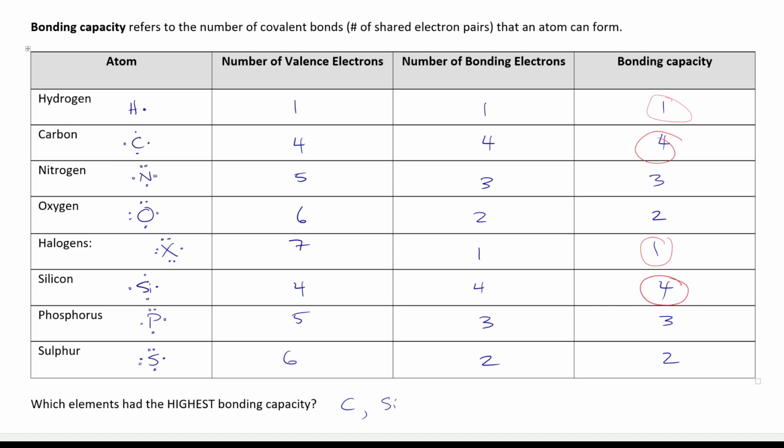Because as you will recall, atoms with lone pairs are not involved in chemical bonding.